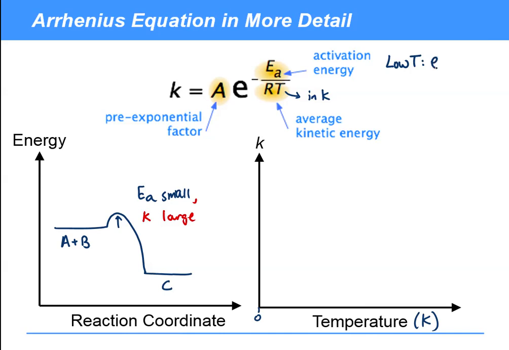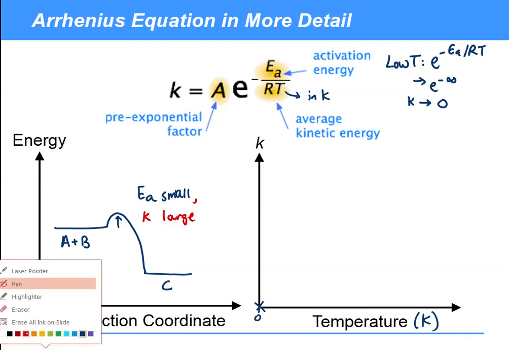And so this e to the minus Ea over RT is going to tend towards e to the minus infinity. In other words, it's going to tend to 0. And so k is also going to tend to 0. So I can put that point on. So k tends to 0 at 0 Kelvin. Now let's think about what happens at high temperature.